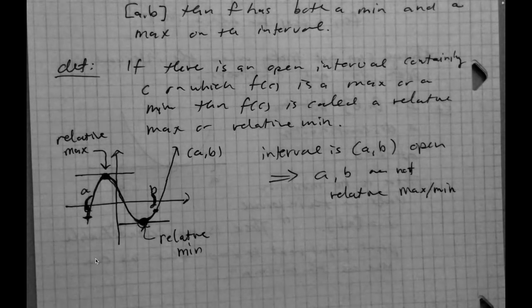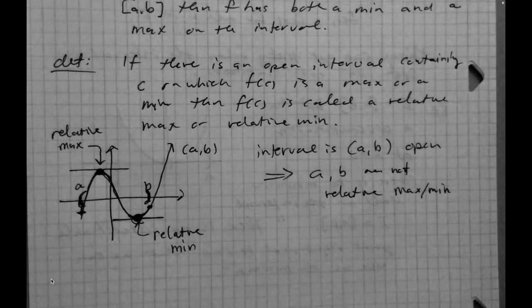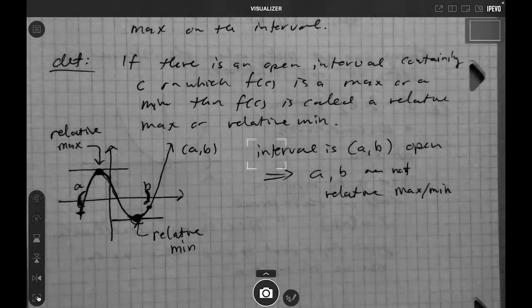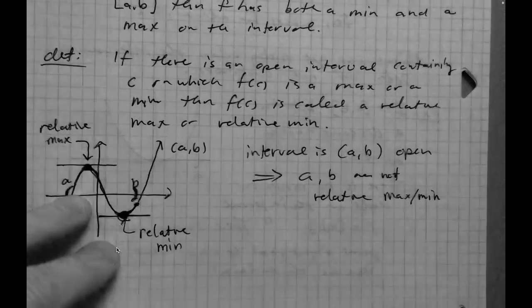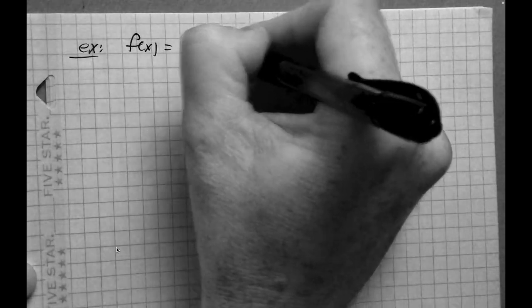All right. So let's take a look at an example, and try to flesh out some of these distinctions here. Let's consider the function f of x equals x cubed minus 3x squared.